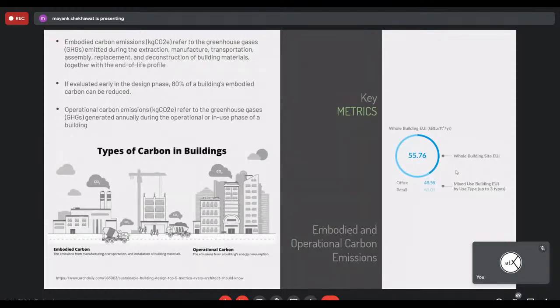Now, operational carbon emissions refer to the greenhouse gases generated annually during the operational or in-use phase of a building. This includes the use, management, and maintenance of a project or structure, along with the energy consumed to run building systems. The carbon load is created by the use of energy to condition, so let's say heat or cool, and power a building. Now, the use of highly efficient building systems and proper management can directly impact their energy consumption, reducing the carbon footprint. So again, that's important.